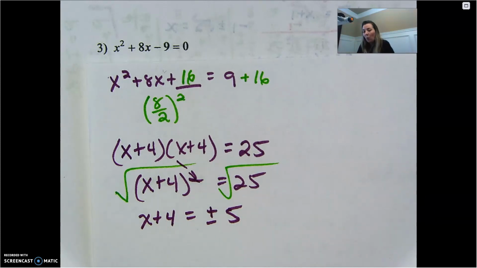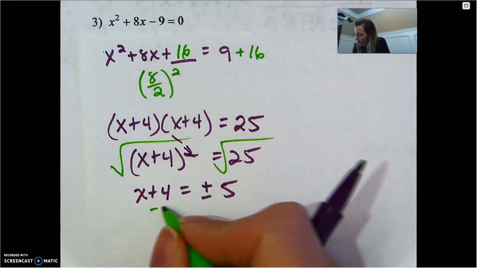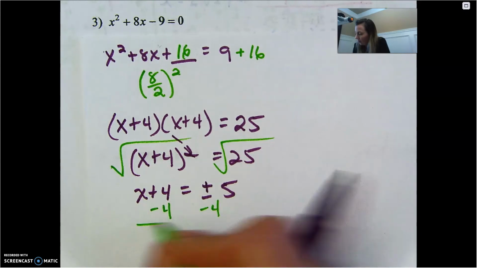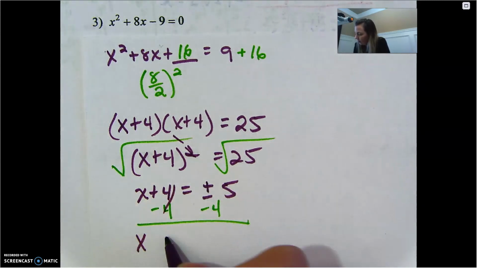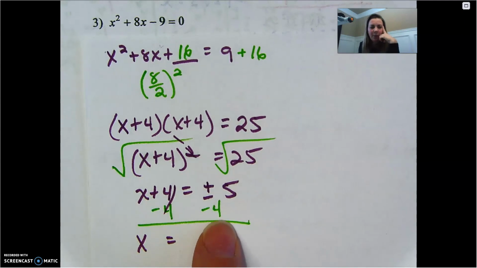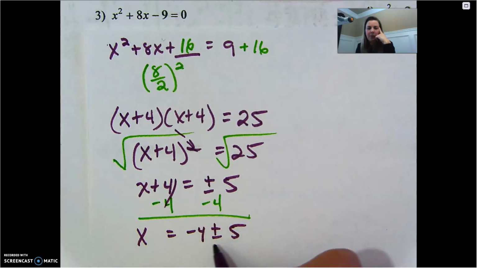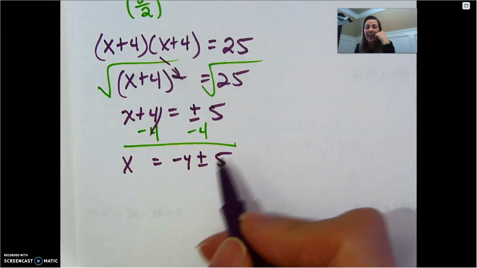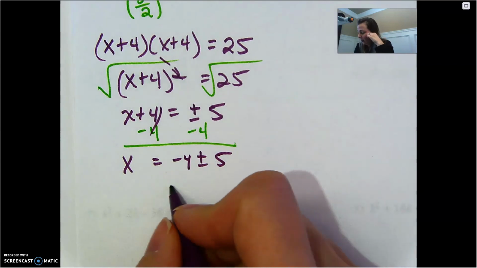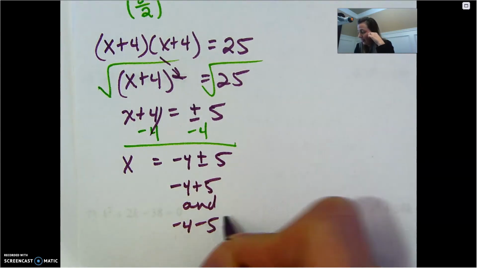All right, one last step to go on this problem. We have to minus 4. We want to get x alone. All the other problems we've done so far had a square root in our answer, so we just kind of stopped. But this one's different because they're both integers. We've got this negative 4 and we've got this plus or minus 5. So we can technically keep going, right? You've got negative 4 plus 5 and you've got negative 4 minus 5.